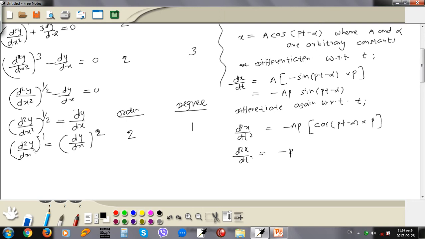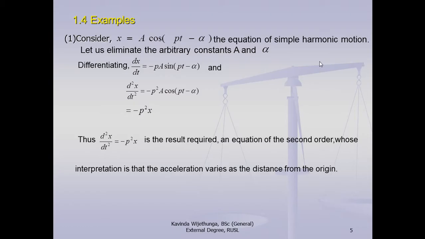p squared times, I am writing this, a cos of pt minus alpha, right? A cos of pt minus alpha, that is x. So we can write d squared x over dt squared equals minus p squared x, right? So now we eliminate the arbitrary constants, right? Yes, that's how we take this answer, right?